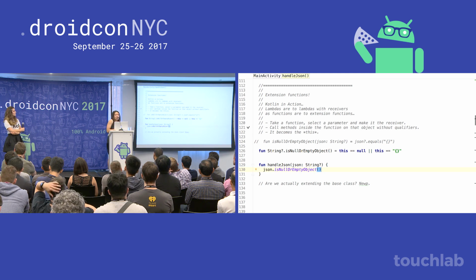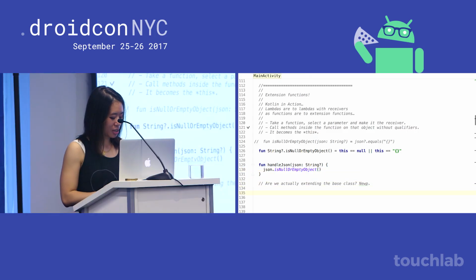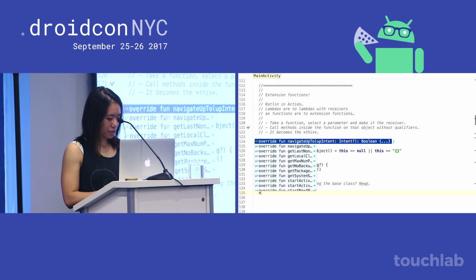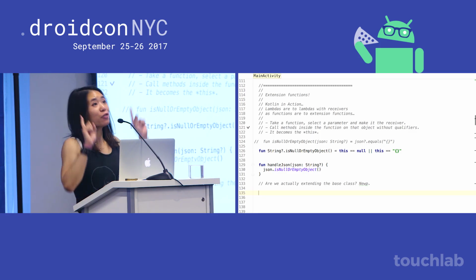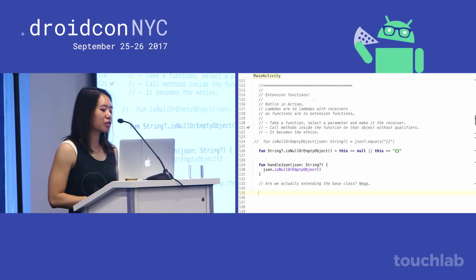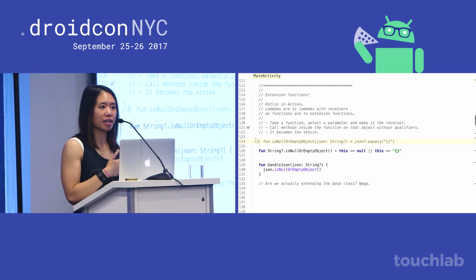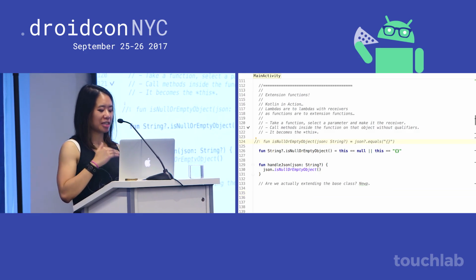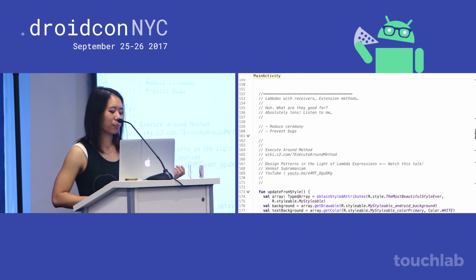Now, you might be asking yourself, am I actually changing or extending the class? Well, you aren't. If you were to look at the bytecode that it generates, it actually looks very much like my first method here, where rather than having a method on the class, it's basically just the same method that takes the one parameter, and then Kotlin does the magic of making it look like an extension function.